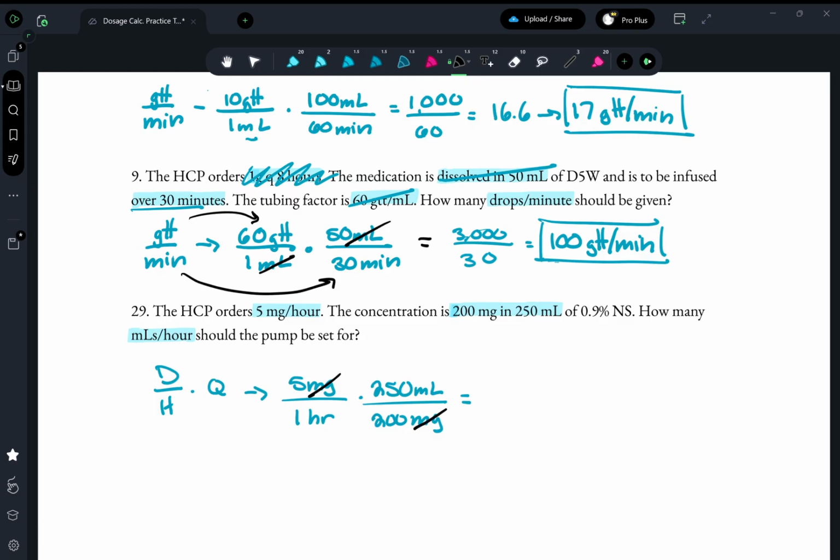We can cross out our milligrams. And we keep our mLs per hour because that's what the question wants. We're going to get 1250 divided by 200. And that equals 5.25.